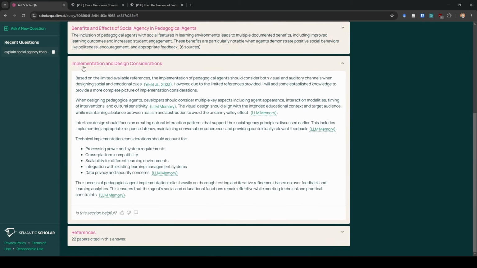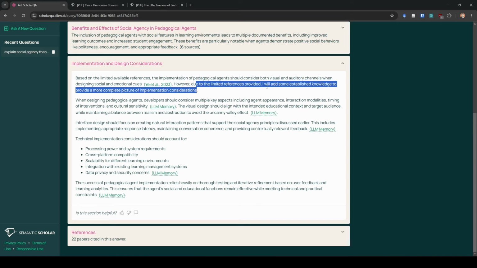Okay, so now let's see what it says as our implementation and design considerations. So based on limited available references, and I would agree, there's definitely limited information available about pedagogical agents and social agency theory. It's not a huge area of research in general. And then narrowing it down, social agency theory is even more of a narrow area. So should consider both visual and auditory channels. Yep, I would agree with that.